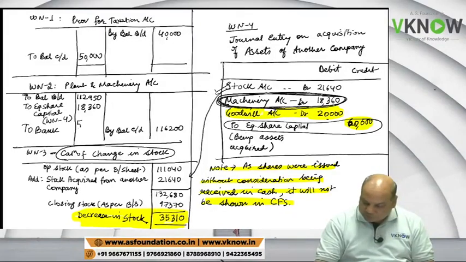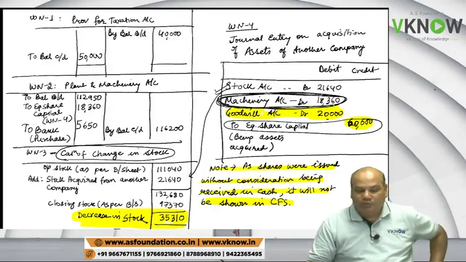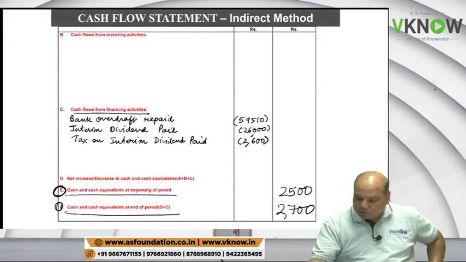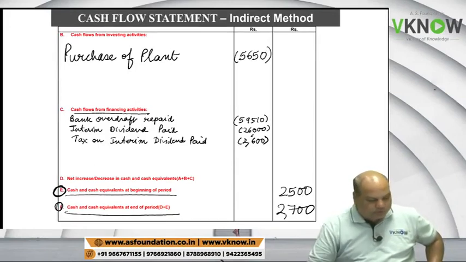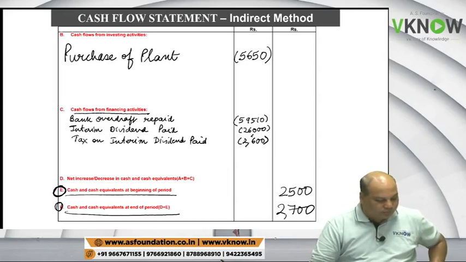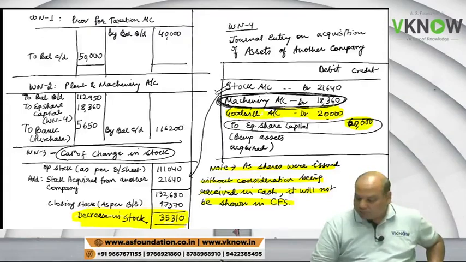This is purchase, bracket purchase, 5,650. In cash flow from investing activity, purchase of plant, 5,650. Then I'll come back to this plant and machinery account.